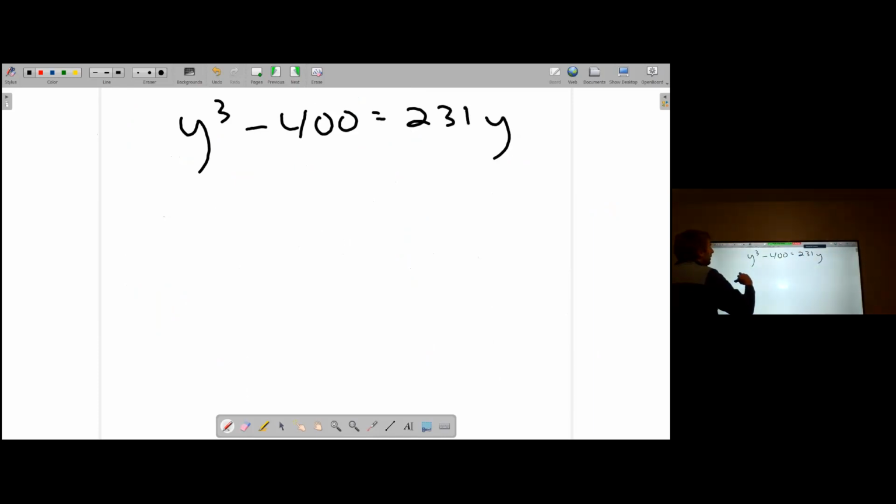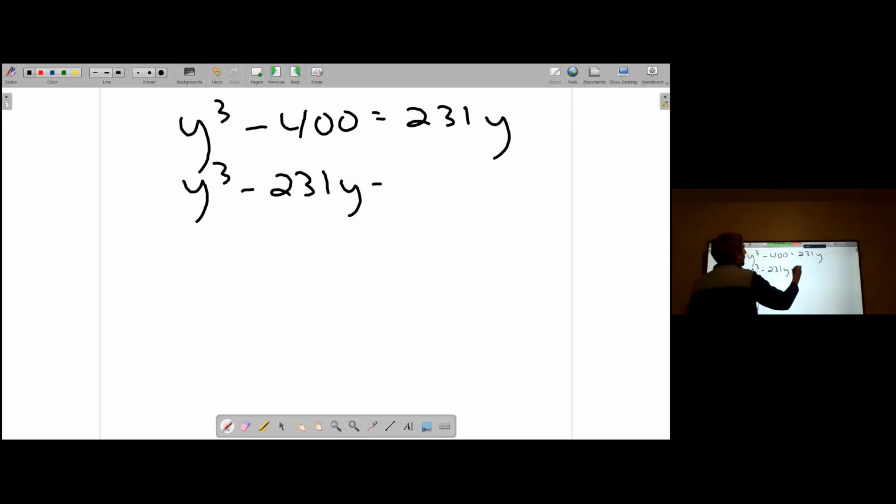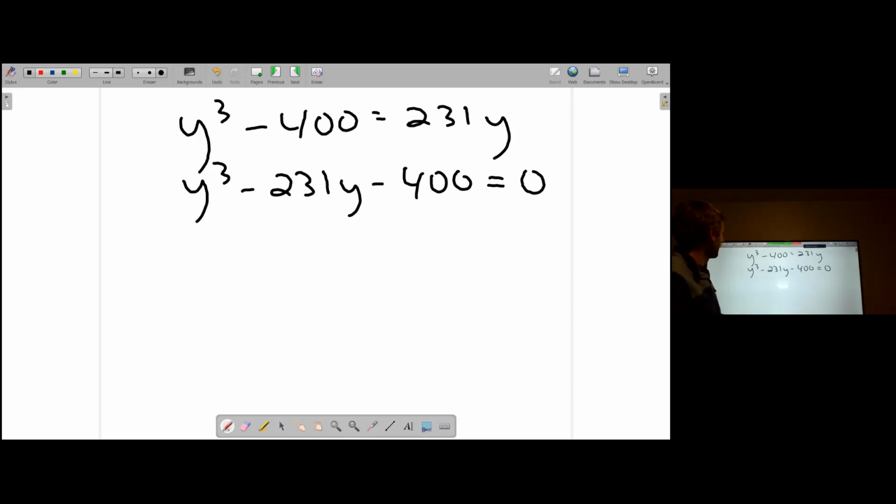All right. That looks tough to solve, but let's give it a try. So we're going to subtract the 231y over. Equals 0. Yikes. What's going to solve this one?